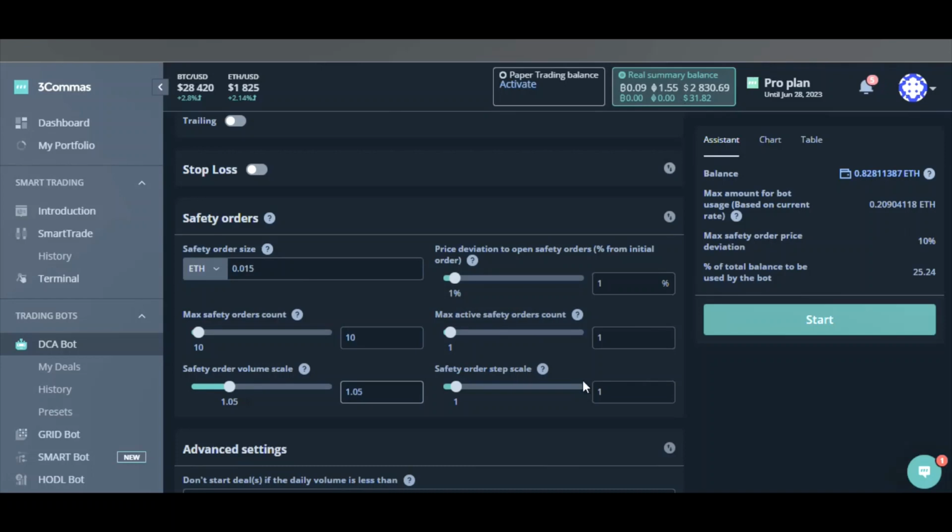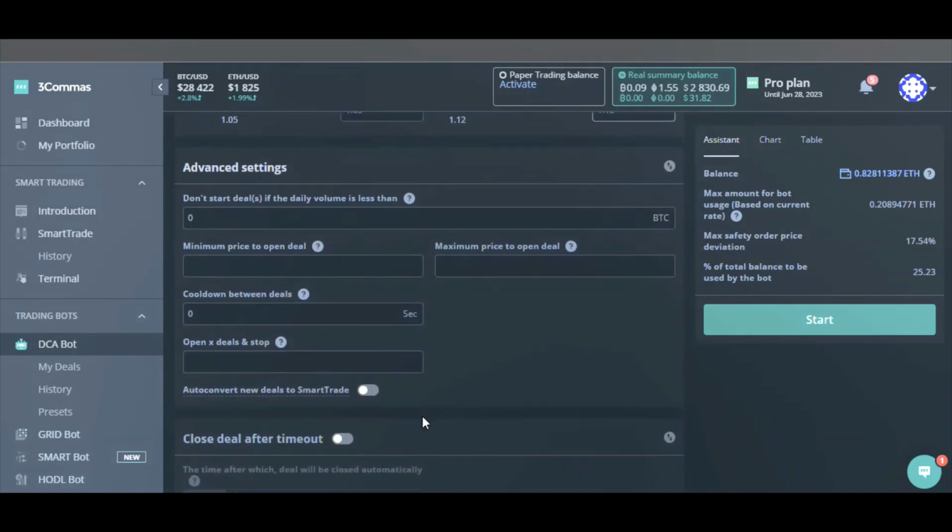And safety order step scale, if I keep 1, you can see it is going to cover the 10% drop only, right? So it will keep on buying as the market goes down until the 10% drop. For my understanding, this 10% is not enough, so I'm going to increase this at least to 18% or 20%, I prefer, right? It comes around 15%, even that one is not sufficient for me. Okay, at least 18% is going to cover the market, right?